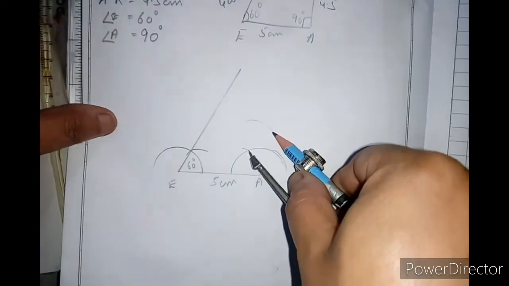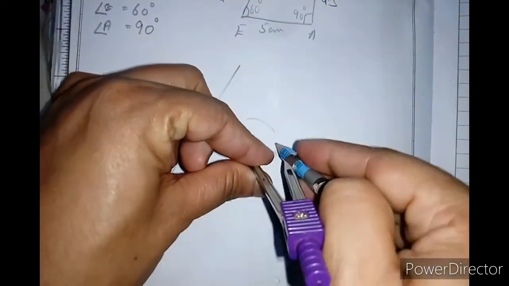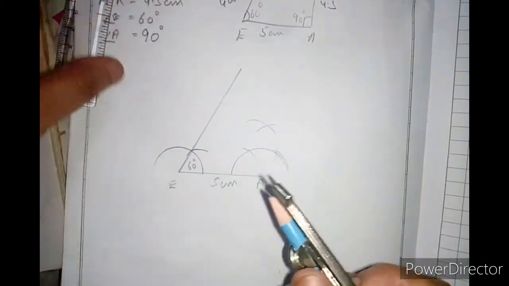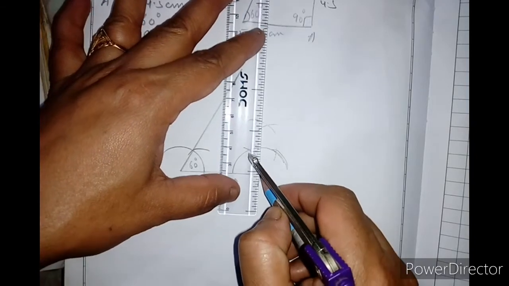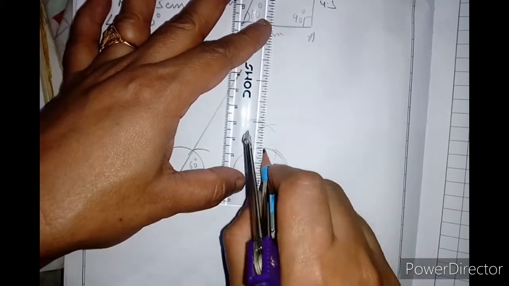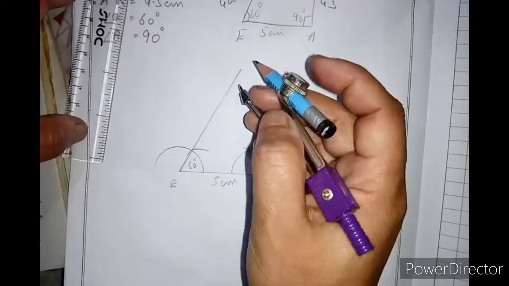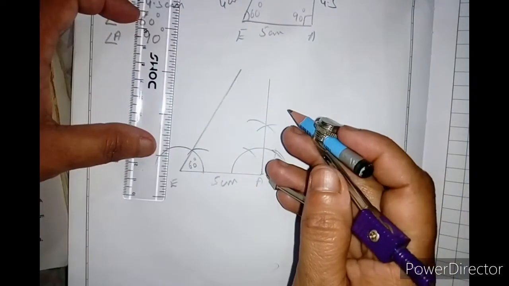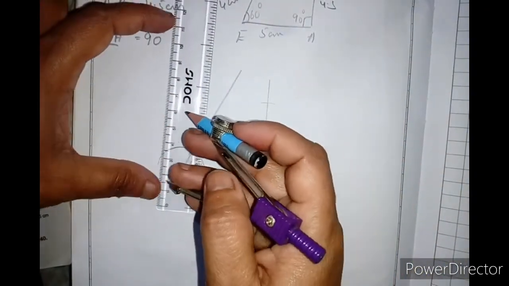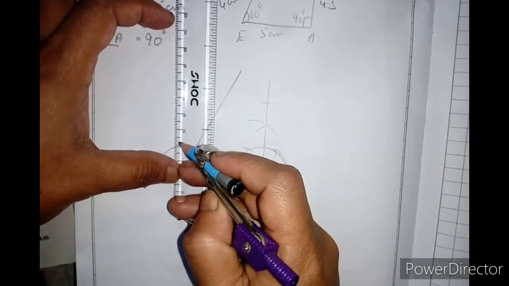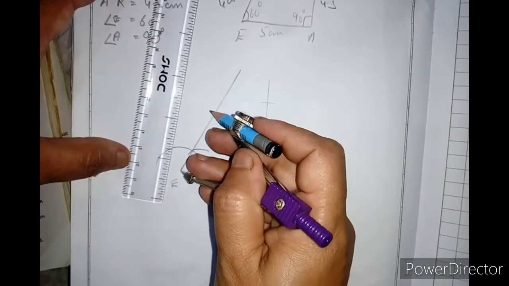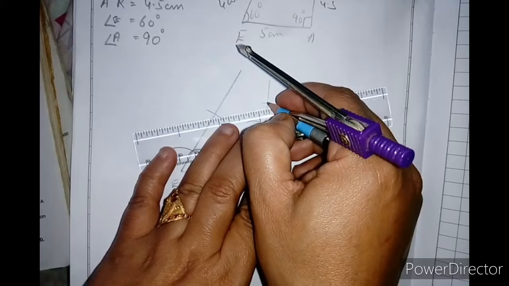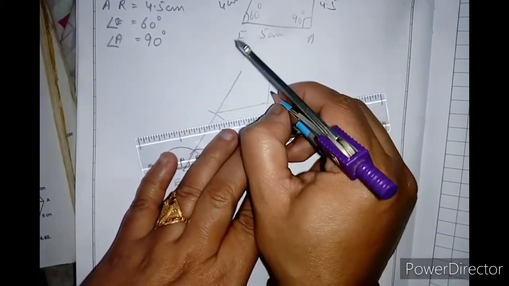Draw 60, then 120, and from 120 cut an arc. Wherever they will intersect, we will get an angle of 90 degree. Is it clear? And now taking the compass with radius 4.5 from A, and radius 4 centimeter from E, we will cut arcs. When we join it, we will get point R.